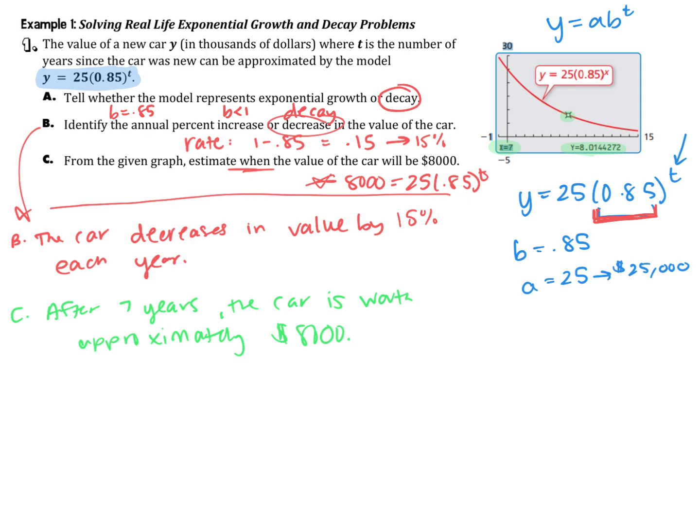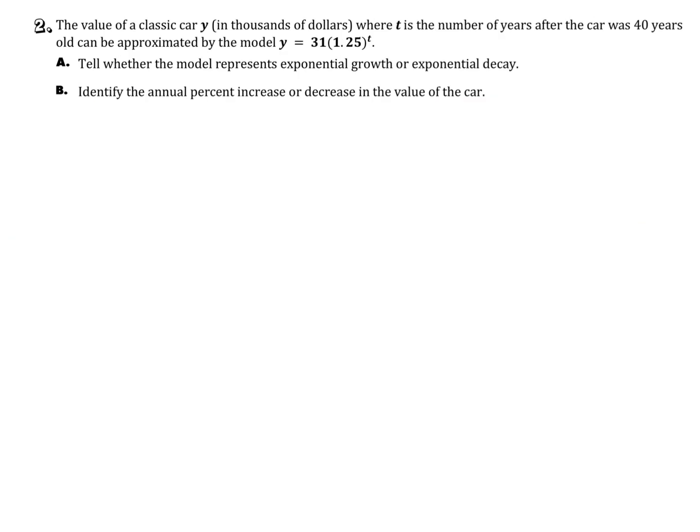All right, I'm going to put up another example, and I'm going to ask you to try and answer the questions on your own. All right, so here we have number 2, the value of a classic car in thousands of dollars, where T is the number of years after the car was 40 years old, can be approximated using this model. Part A is going to ask you, is it growth or decay? And part B is going to ask you the annual percent increase or decrease in the value of the car. So go ahead and pause the video and answer those 2 questions on your own, and then unpause the video and see how you did.